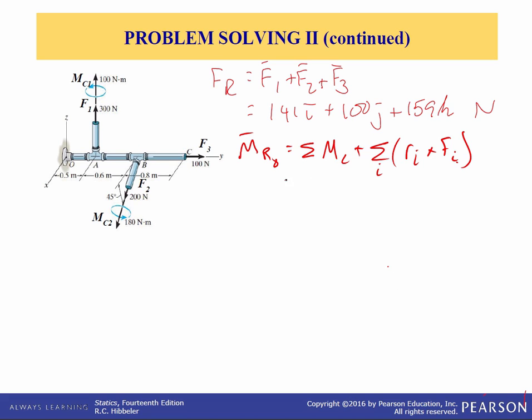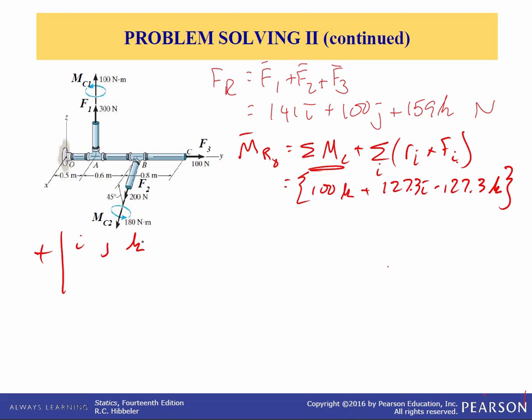So this would be equal to the couple moment summation. For one, we did this on the previous page, so it's 100 in the k plus 127.3 in the i minus 127.3 in the k. Now that's this first term. That's the sum of all the couple moments. And now we need to add into that. I'm going to come over here and do our little matrices i, j, k.